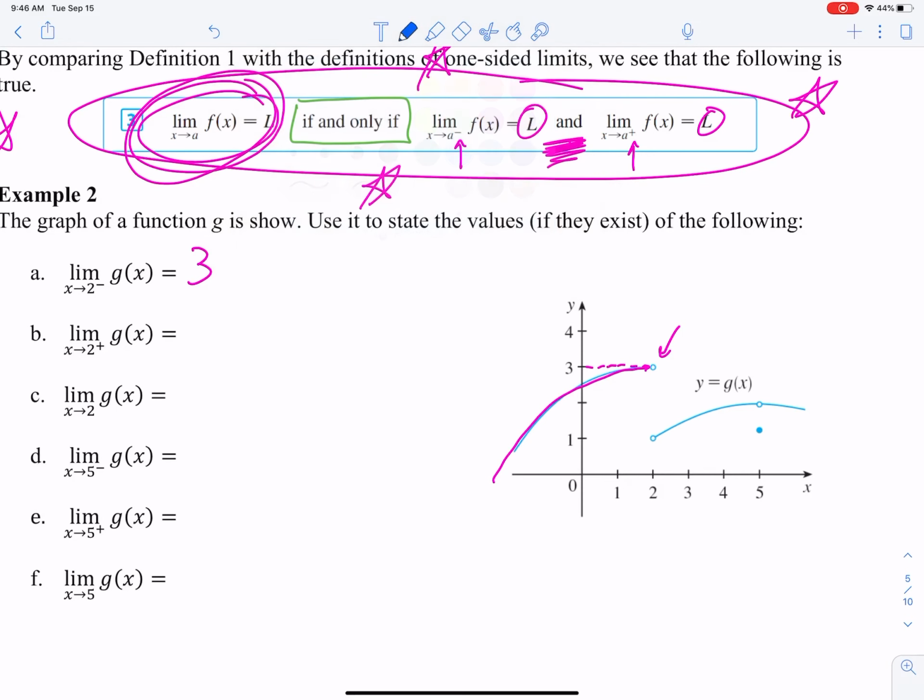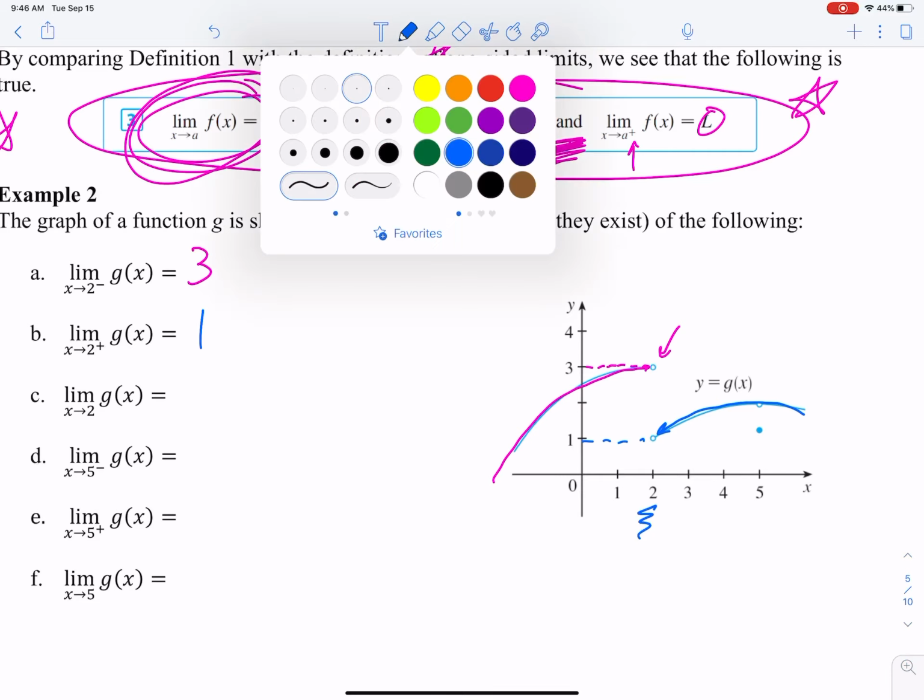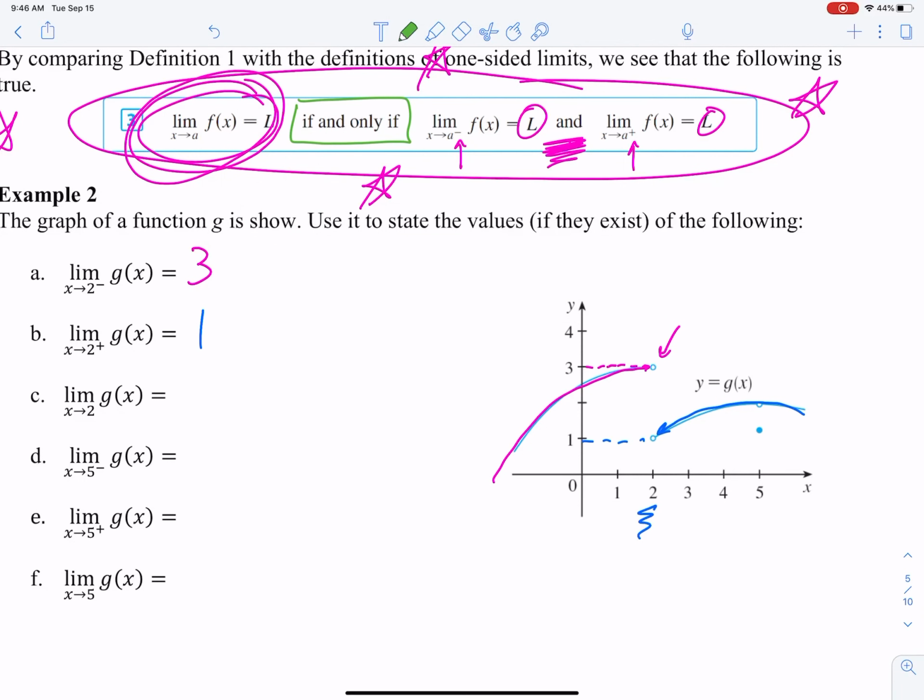Now, letter B here. The limit as x approaches 2 from the right of that function. So from the right, here's 2. Follow the curve from the right. We can see we're definitely approaching a function value of 1. Hopefully this makes sense. If not, make sure you ask me questions. Email me through the Canvas inbox.